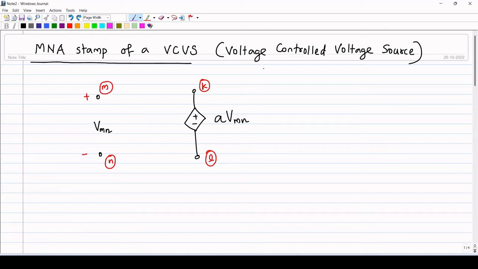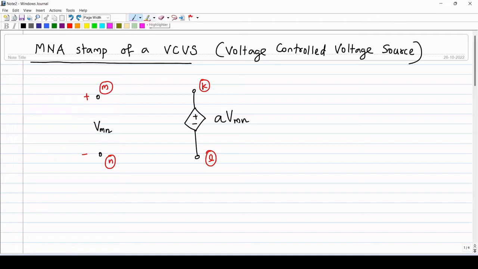Welcome to the fifth lecture on digital simulation. In this video, we will see the effect of adding a voltage controlled voltage source in the MNA matrix. In the previous video, we have seen how to add a current controlled voltage source in the network. Now we will see a voltage controlled voltage source.